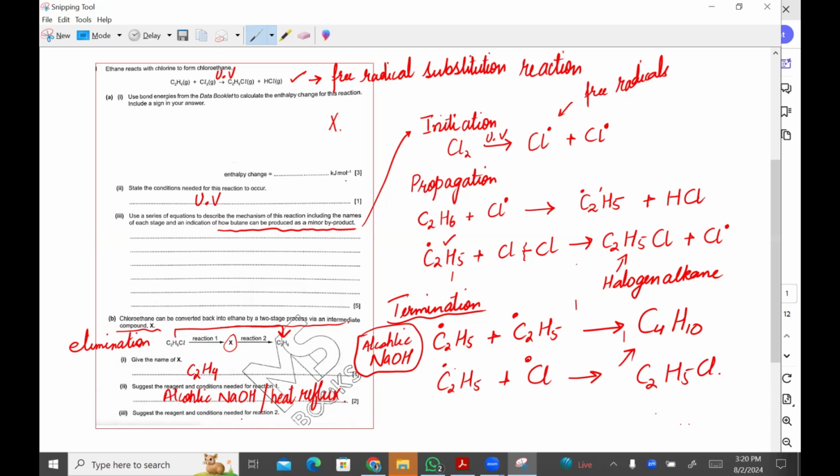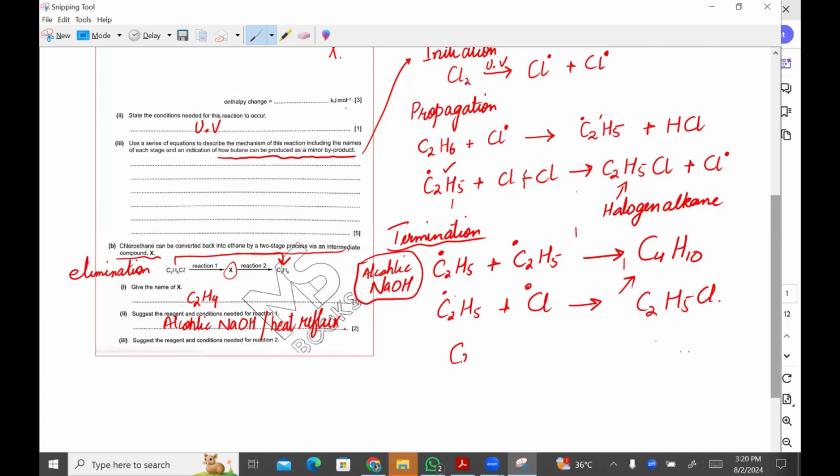Suggest the reagent and condition needed for reaction 2. So now here C2H4 is formed. Basically, if you will see this, C2H4 is already formed here. And when it is going to react with something, what is going to react here? C2H6 would form. What do you think? What have we added to this ethene molecule? Yes, H2. So that occurs in the presence of, yes, what is the catalyst in this kind of reaction?